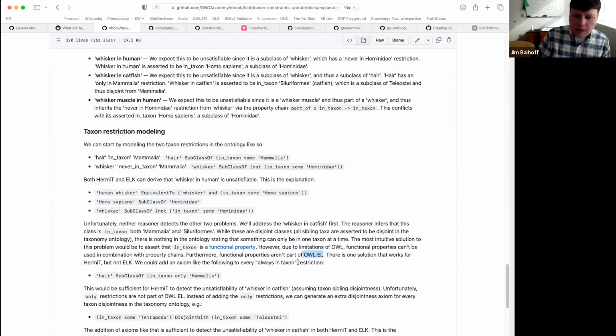So one way that we could make it work works for HermiT, but not ELK. We could add, for all of our always in taxon restrictions, in addition to saying hair subclass of in taxon some mammal, we could say hair subclass of in taxon only mammal. And that's sufficient for HermiT to detect that whisker and catfish is impossible. But it's not good for ELK because the only restriction doesn't work in OWL EL. So instead of adding this, we don't need to add this at all.